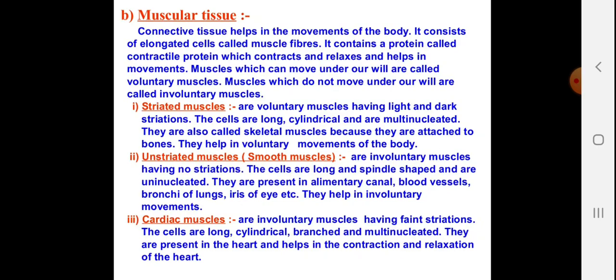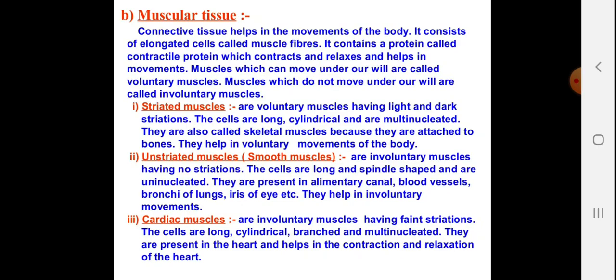Muscular tissues help in the movement of the body. It consists of elongated cells called muscle fibers. It contains a protein called contractile protein which contracts and relaxes and helps in the movement. Now for your growth and development you require more protein because you need to build your muscles. So to build these muscle tissues, your diet must have proteins in your food. Now muscles which can move under our will are called voluntary muscles.